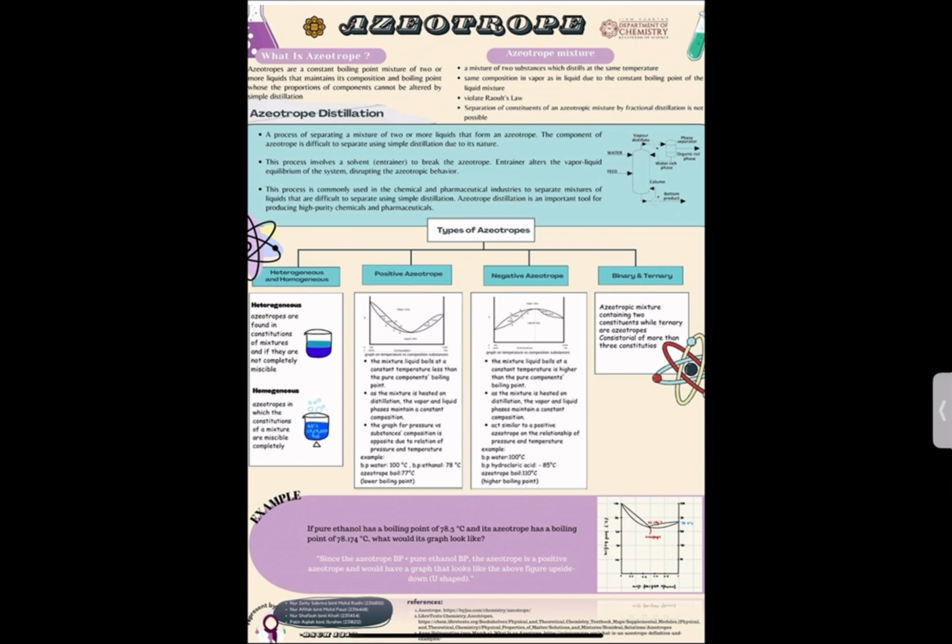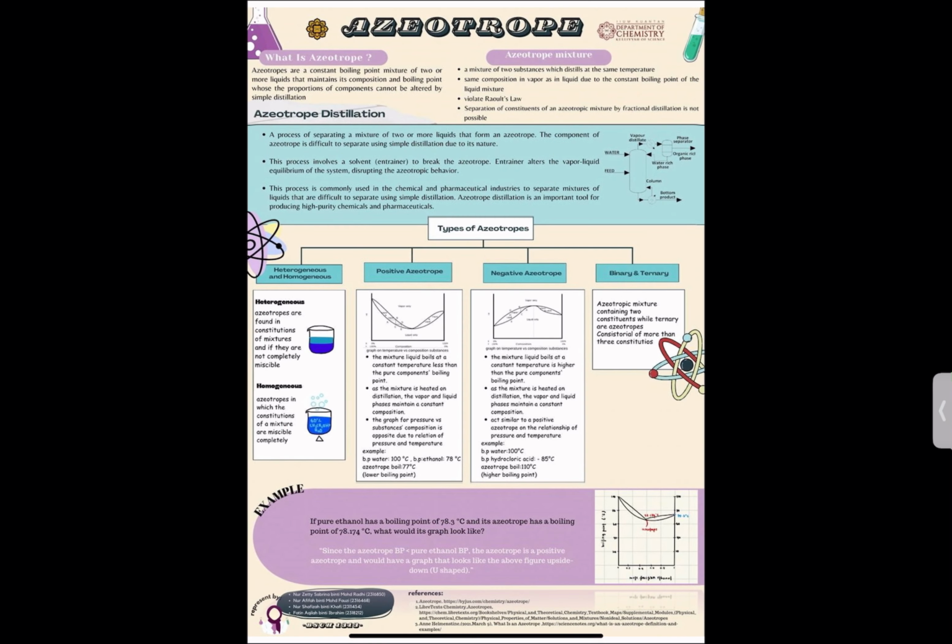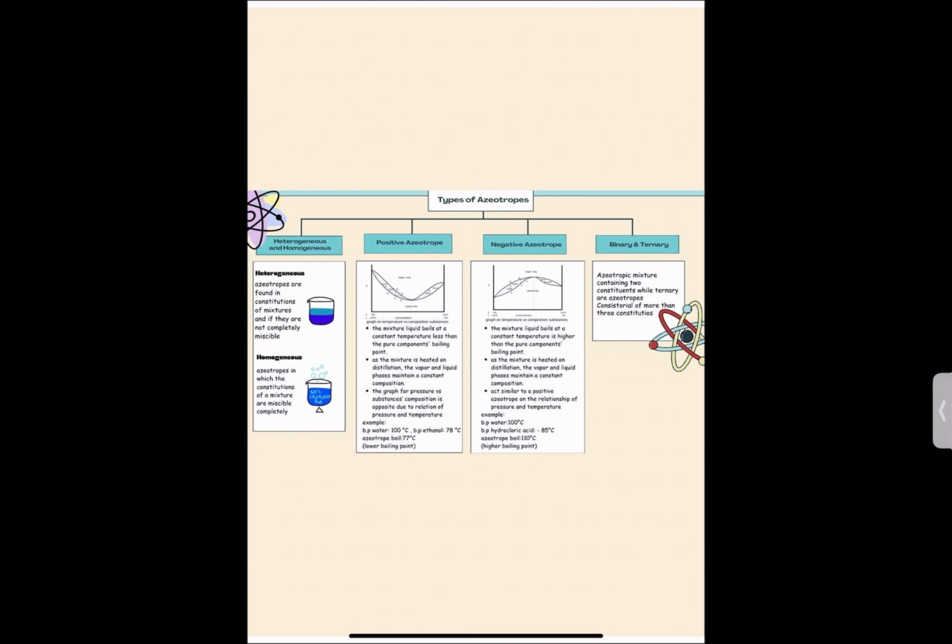Today, me and my friend will be explaining the types of azeotropes. When we mix chloroform and water, they form two layers, the top layer consisting mainly of water and a small amount of chloroform. The boiling point of this mixture is observed to be lower than that of the boiling point of either water or chloroform. This is what we call a heterogeneous azeotrope, where the constituents of a mixture are not completely miscible.